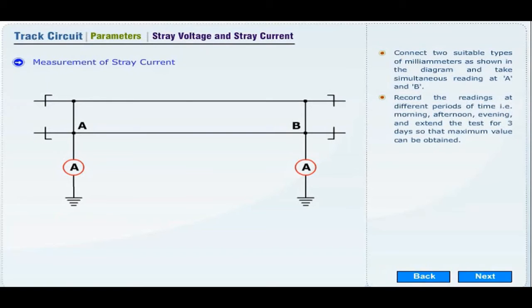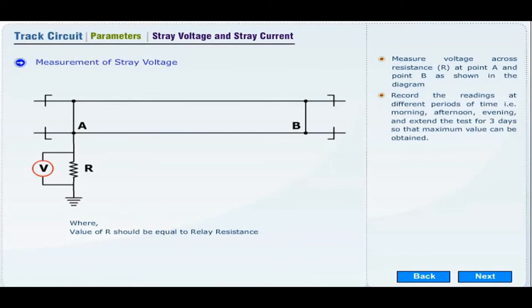Measurement of stray current. Connect two suitable types of milliammeters as shown in the diagram and take simultaneous readings at A and B. Record the readings at different periods of time, that is, morning, afternoon, evening, and extend the test for 3 days so that the maximum value can be obtained.